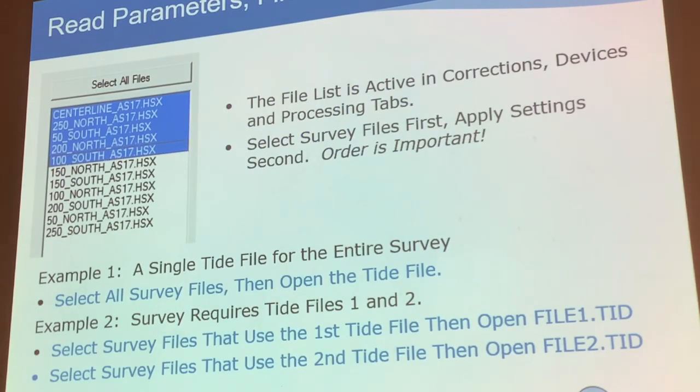Okay, so just to go through it first, right? When you read the parameters, the most important is the order, right? So first you select your survey files, and then you need to check your tide files, whether you have tide files or not. And if you need to go and input the tide files, you can go through the read parameters file list, and then like I showed you earlier, you can input the tide file over there.